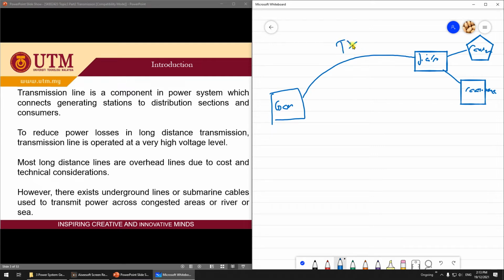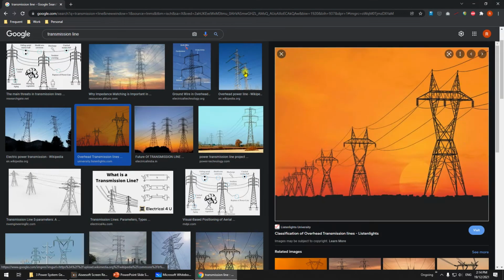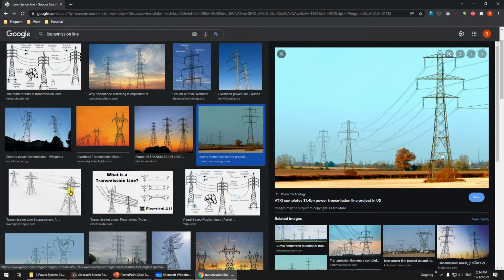If you look outside, you can see a big tower, something like this, and you have a wire here. This is the transmission line. Let me Google it for you if you have never seen a transmission line. This is an example of a transmission line. All of these are transmission lines.